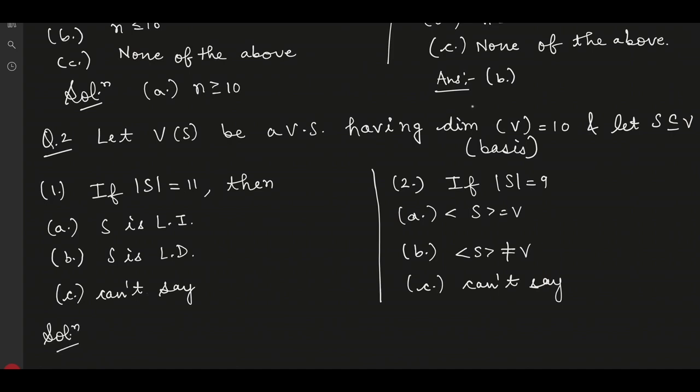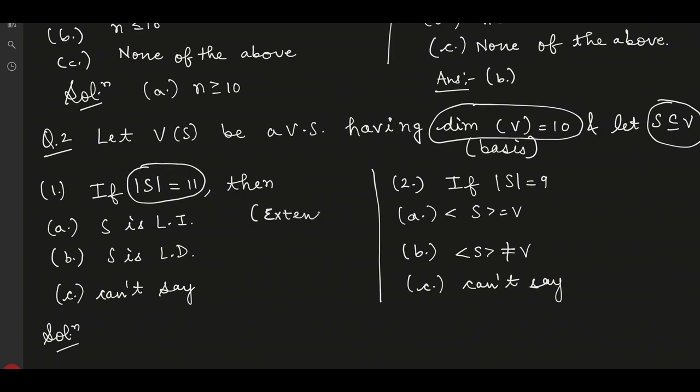Dimension of the vector space is 10. S is a subset of V. So S with dimension is given. So the second theorem, the extension theorem, can be applied in the first part, to form a basis of V. But there is one question. See, dimension of V is 10, right? If S is a subset of V, then S cannot have more than 10 elements, otherwise it will be linearly dependent.